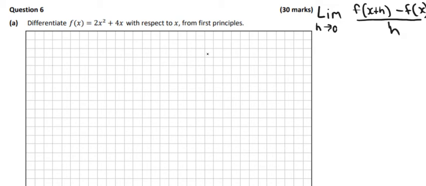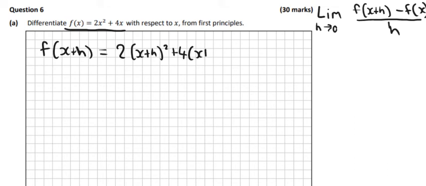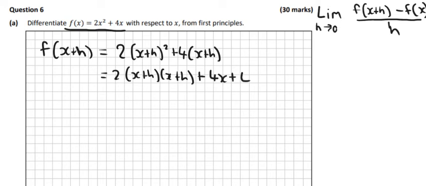So the first thing we need to find out, since we know what f of x is, is what f of x plus h is. So f of x plus h will be where you stick in x plus h beside each of the x's, so 2 times (x plus h) squared plus 4 times (x plus h). Now I'm going to multiply out the (x plus h) squared in brackets here, so that's 2 times (x plus h) times (x plus h), plus 4x plus 4h.